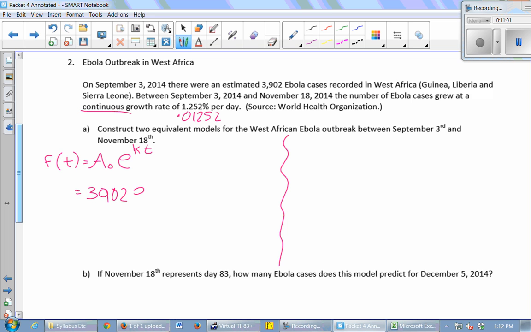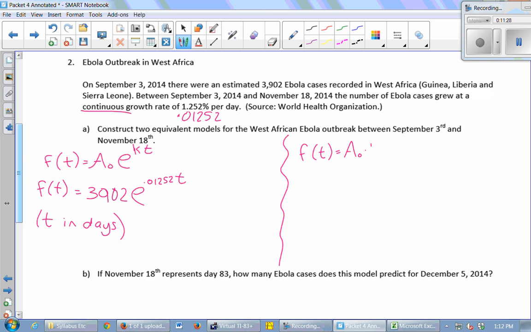3,902 e to the k, which is 0.01252 t. And this is per day. So if you wanted to use this formula, t is in days. Okay. All right, now I would like to write an equivalent formula that looks like the other form.